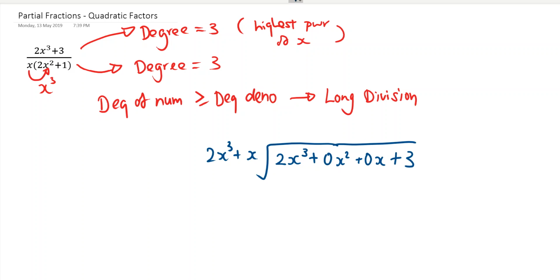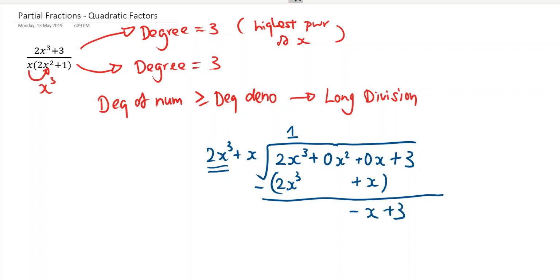So first, what multiplies by 2x cubed will give 2x cubed? It is 1. So I will have 2x cubed plus x, with a minus and a bracket on the outside. What am I remaining with? 0. So I will have negative x plus 3. Negative x plus 3 is your remainder.